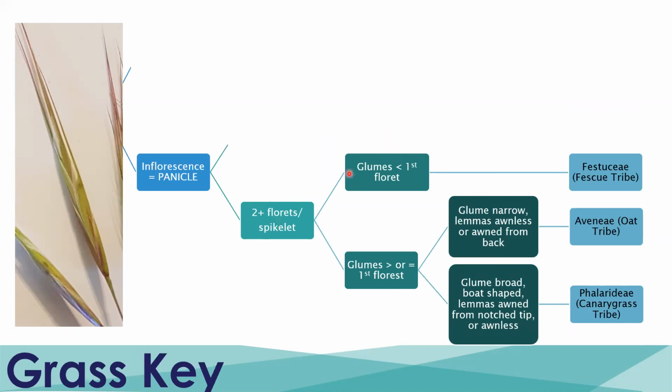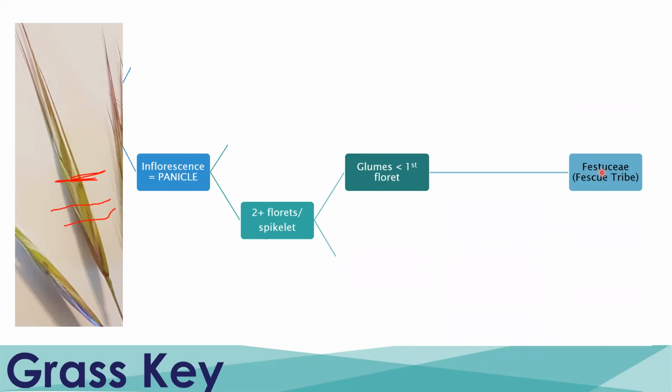So our next set of questions are, is the glume longer or shorter than the floret? Our glumes are ending about here and about here, where the floret doesn't end until here. So that is pretty easy, the glumes are shorter than the first floret. That takes us down to the fescue tribe.